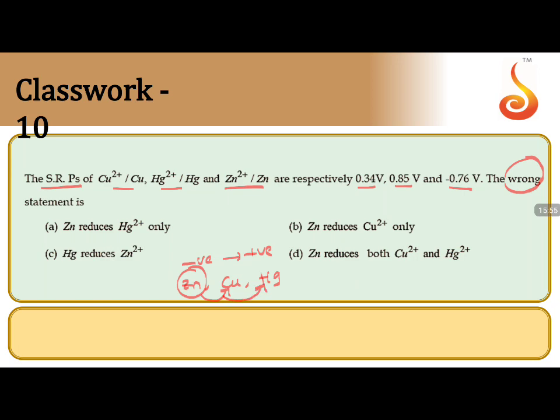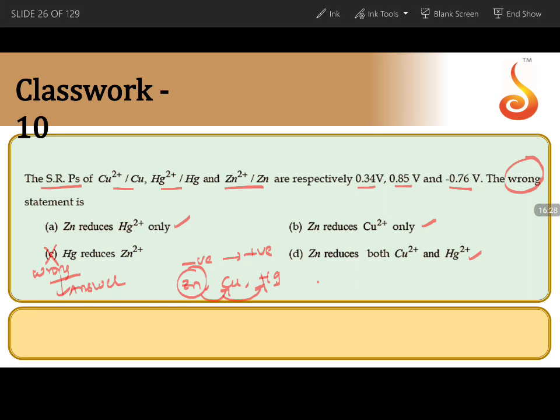So zinc can reduce copper and mercury. So this is the correct statement. Yes, this is the correct statement. Zinc can reduce copper. Yes, this is the correct statement. Zinc can reduce mercury. Yes, this is the correct statement. But can mercury reduce copper or zinc? No. So this is your wrong statement. We want the wrong statement only. So this becomes your answer. The wrong statement becomes your answer. So the answer for us will be, which one will be the answer now?